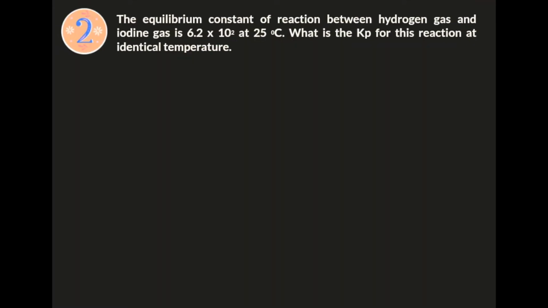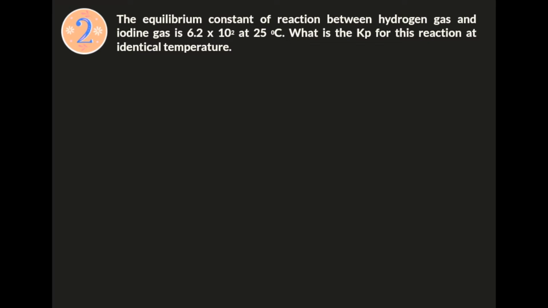Let's move on to question number 2. The equilibrium constant of a reaction between hydrogen gas and iodine gas is 6.2 times 10 to the power of 2 at 25 degrees Celsius. What is the Kp for this reaction at identical temperature? In the question, it states that the equilibrium constant is equivalent to 6.2 times 10 to the power of 2. Since it doesn't mention whether it's a Kc or Kp, we will assume that this is a Kc because you were asked to calculate the value of Kp.